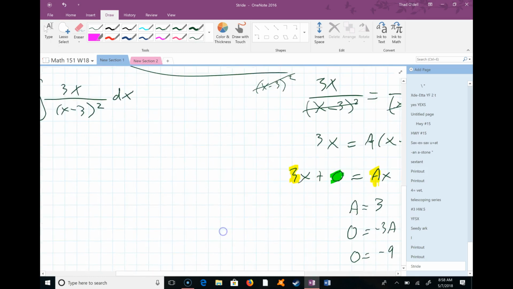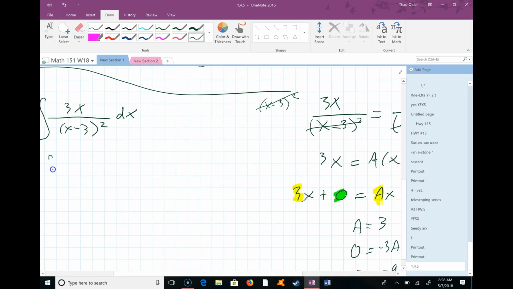So then we go back over here and we say, okay, I'm going to rewrite this baby. I'm going to say the integral of 3 over x minus 3 dx plus the integral of 9 over x minus 3 squared dx.